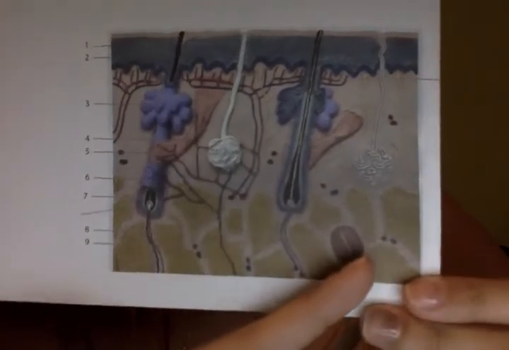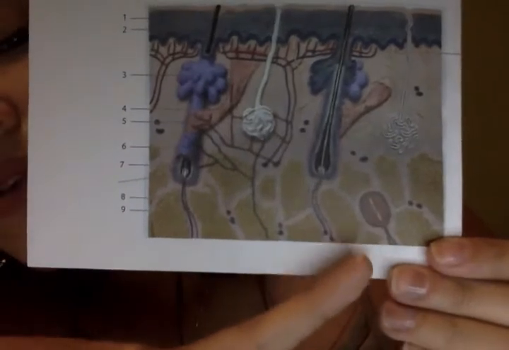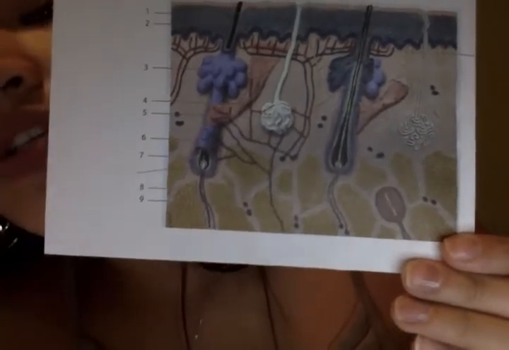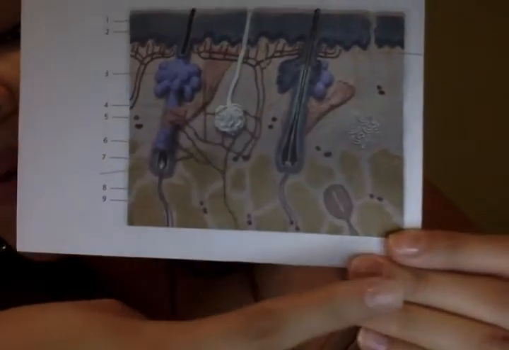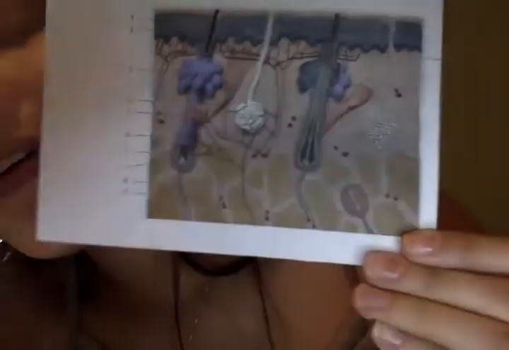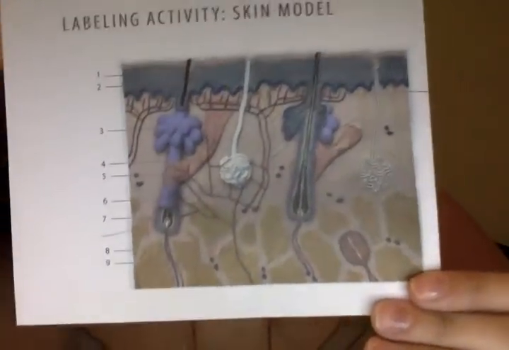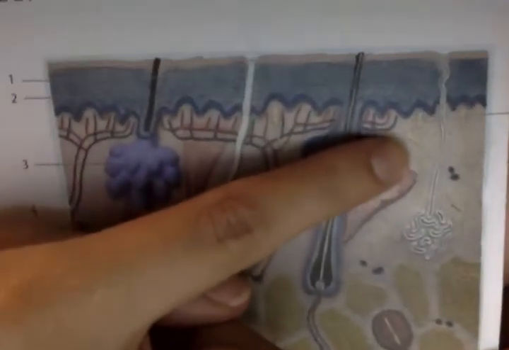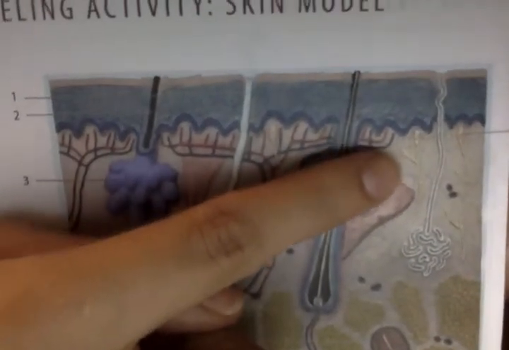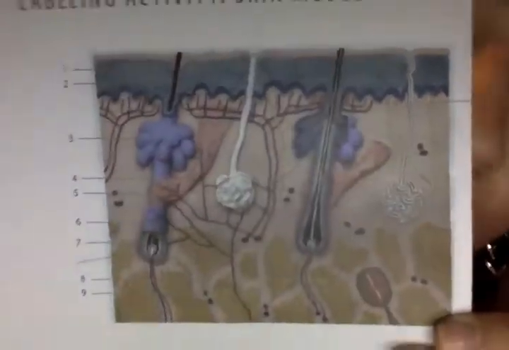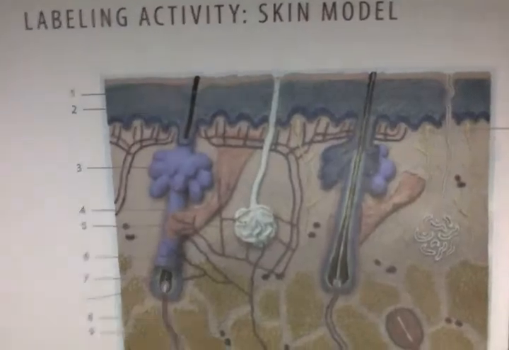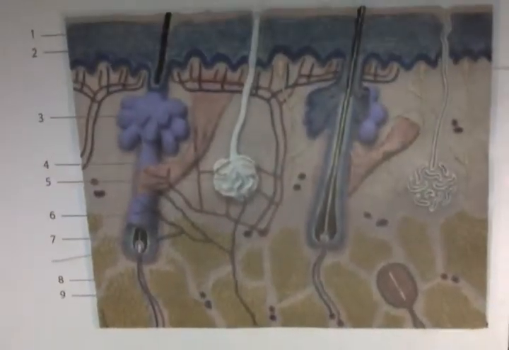We have our Pacinian corpuscle. That is in charge of touch, more like pressure. So if you were to apply pressure on yourself, your Pacinian corpuscle would alert you, as well as the Meissner corpuscle, which is right here in the back. It's kind of hard to see. This is more in charge of fine touch. So if you were to lightly tap on your skin, your Meissner corpuscle would alert you as well.